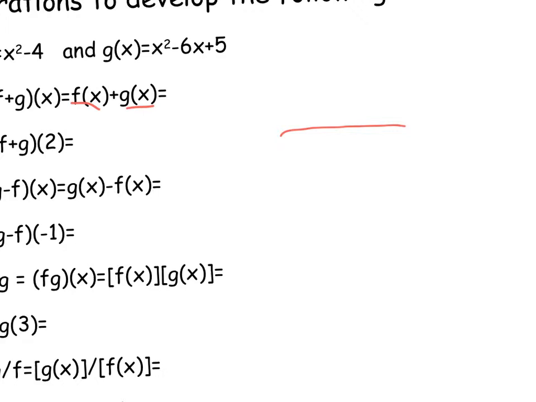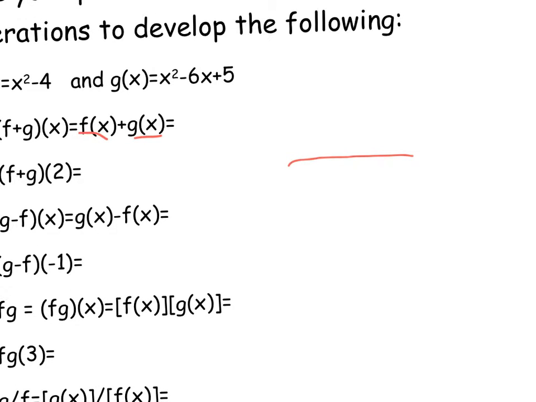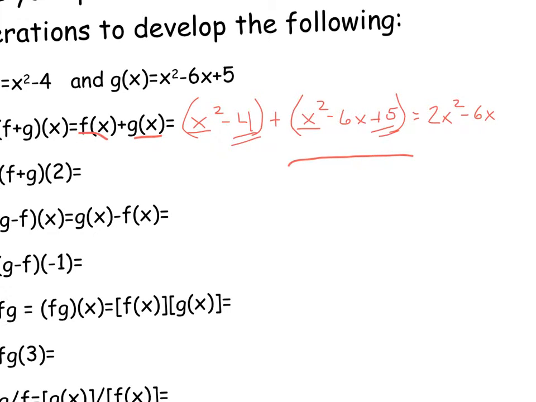I'm going to take f of x, which is x squared minus 4, and to that, I'm going to add g of x, which is x squared minus 6x plus 5. To add those together, since the parentheses don't have anything outside that'll affect them, like a negative or multiplication, I can simply combine like terms, and I'll get 2x squared minus 6x, and then adding my constants together, I get a plus 1. And that is my answer, ladies and gentlemen.